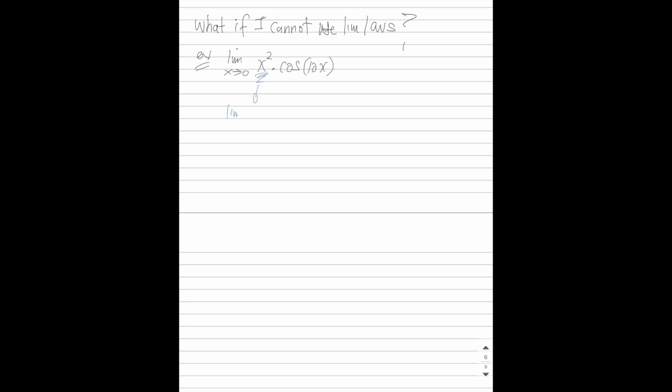get me down to a limit of x, and I know that that equals 0 and that exists, but I don't really know anything about the limit of cosine of 10x. I don't know if it exists. And if I don't know that it exists, then I can't use the limit laws. So if I can't use the limit laws, then what?